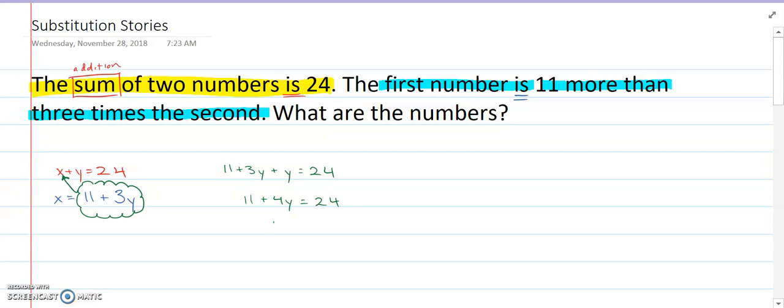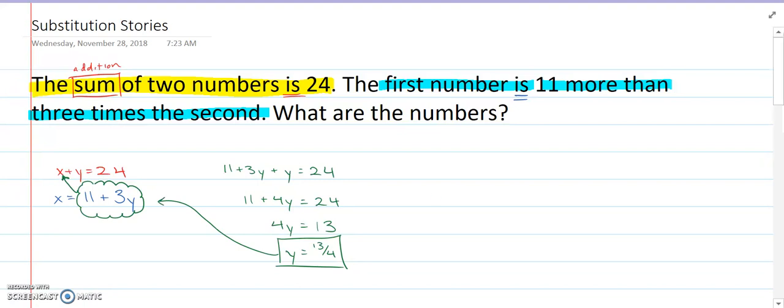Subtract your 11 from both sides, and y is 13 over 4. So you got a fraction. Why is that a problem? I'm not terribly concerned with the fact that you have a fraction in this particular situation. We should still be able to figure out the x variable. Take your answer and plug it back in.